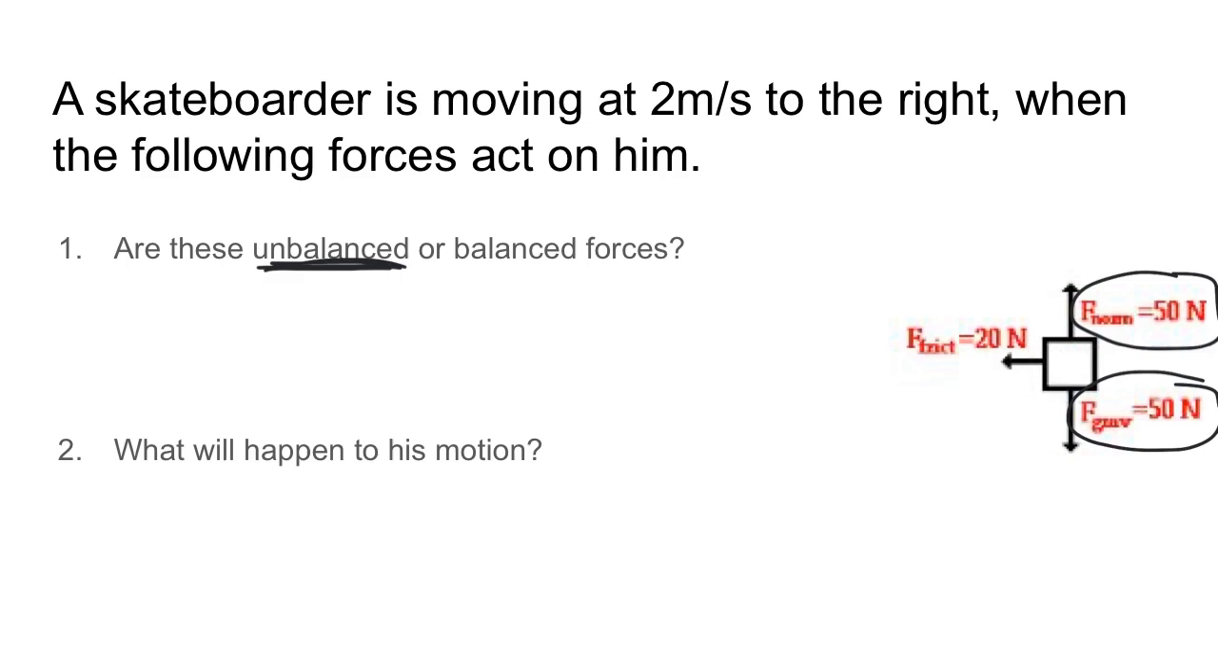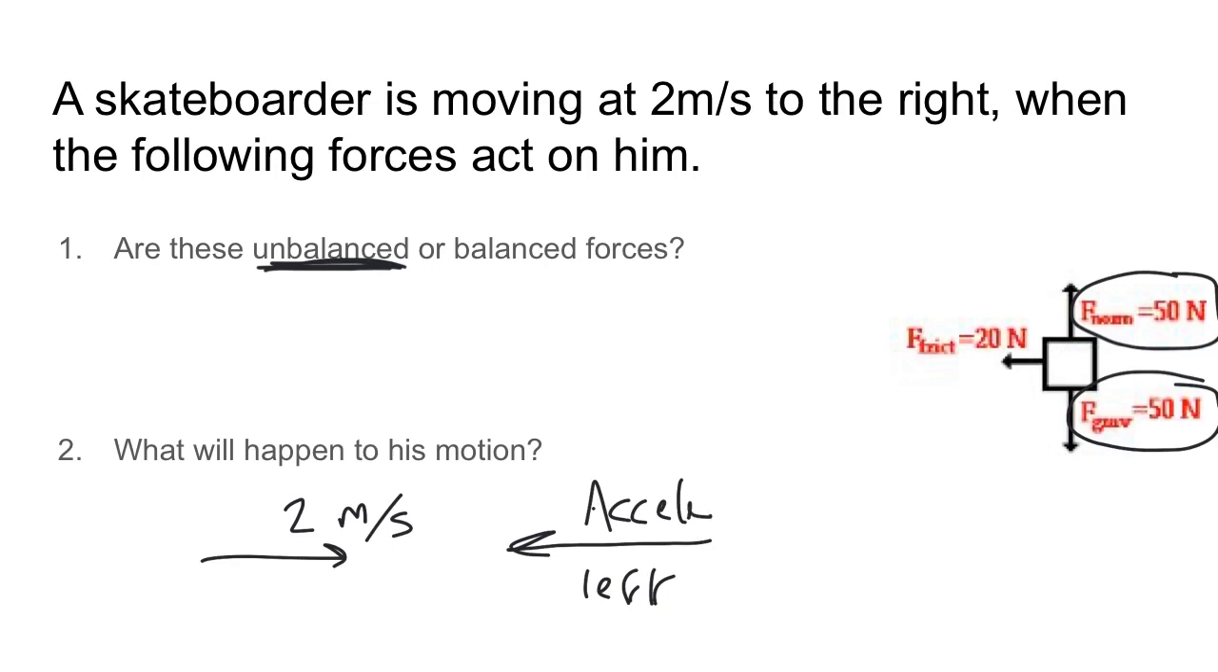If they were moving 2 meters per second to the right, and now we have this force of friction acting on them to the left, we would actually see an acceleration to the left. If we have an acceleration to the left, that means that we are going to slow down. If you just imagine a skateboarder moving with a force of friction acting on them, they are going to slow down.